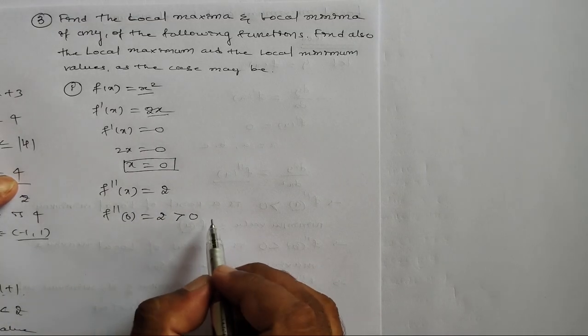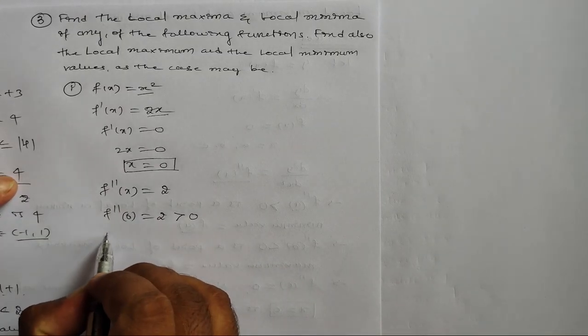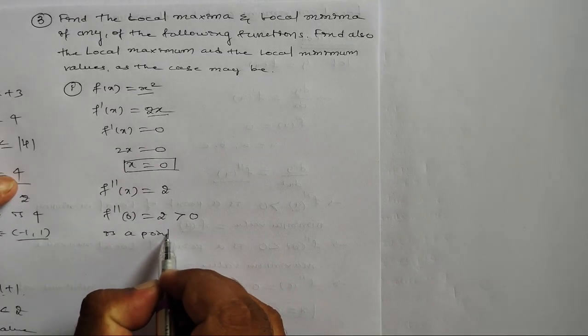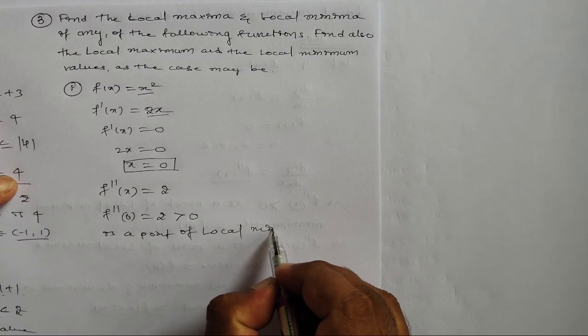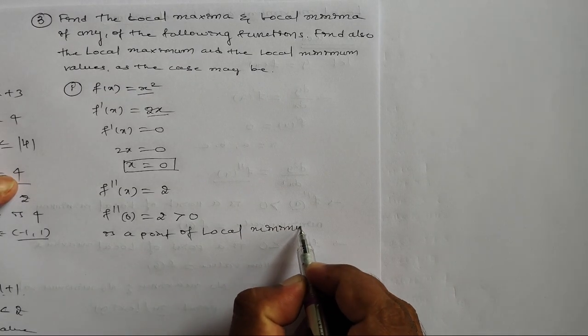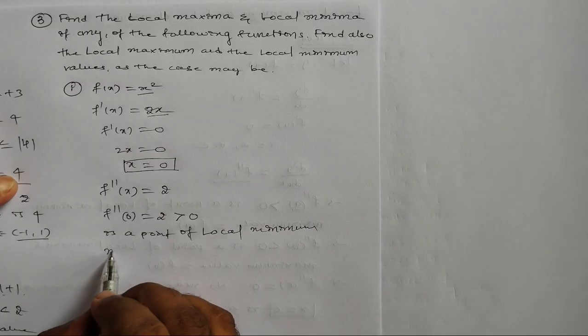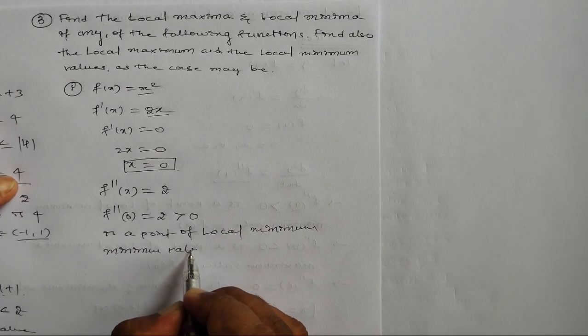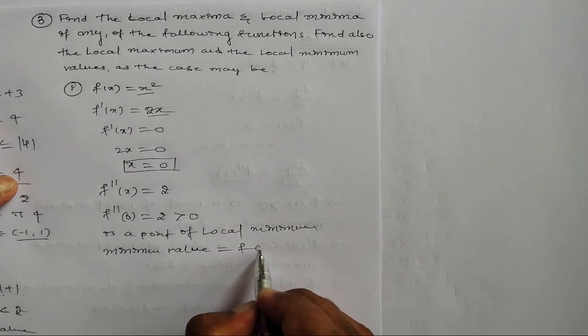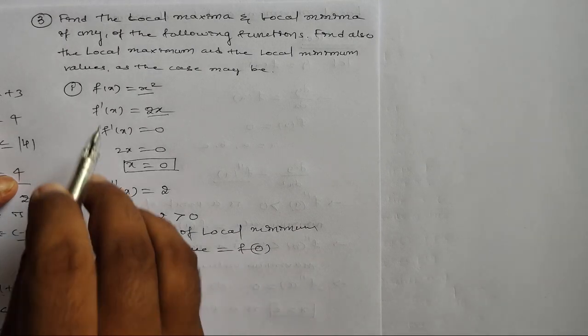Greater than 0 means what? It is a point of local minimum. The minimum value is equal to f(0). The minimum value of this function is f(0).